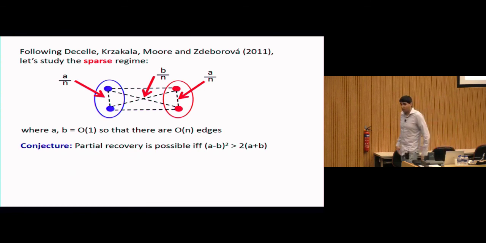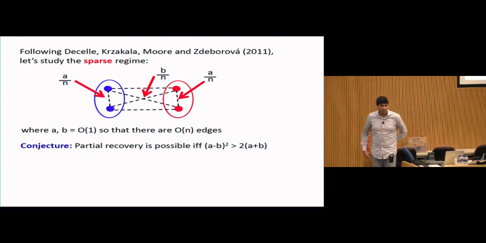And they made this beautifully sharp conjecture, which, as a theoretical computer scientist, I'm usually pretty lax with constants. I'm even pretty lax with polylog terms. But they made an incredibly sharp conjecture down to the darn constants. They said partial recovery is possible if and only if (a minus b) squared is larger than 2(a plus b).